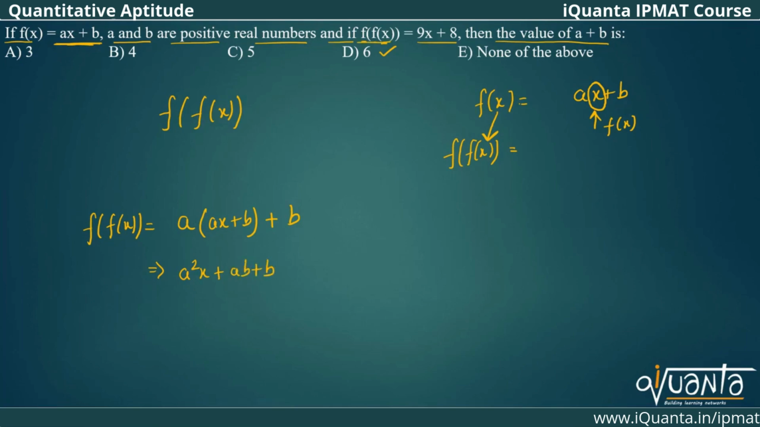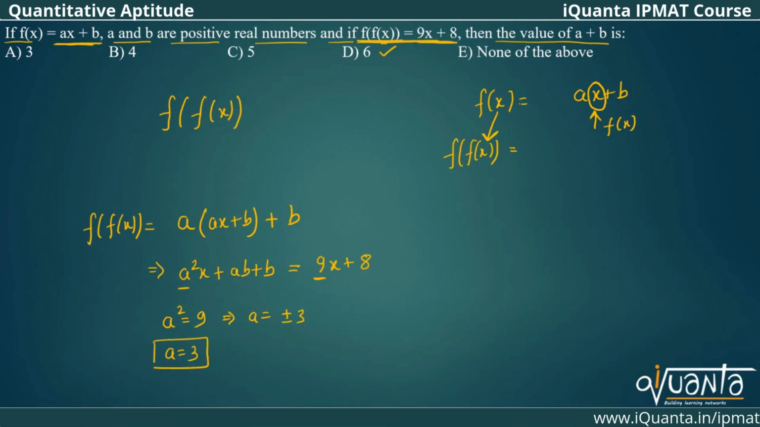So what is the value of f(f(x))? It is 9x plus 8. So let me put this equal to 9x plus 8. Now if we compare the coefficients in LHS and RHS, coefficient of x in RHS is 9, in LHS it is a square. So a square will be equal to 9, a will be equal to 3. Or you can say that a will be equal to plus minus 3, but we are given that a and b are positive real numbers, so we'll be taking only the positive value, which is a equal to 3.